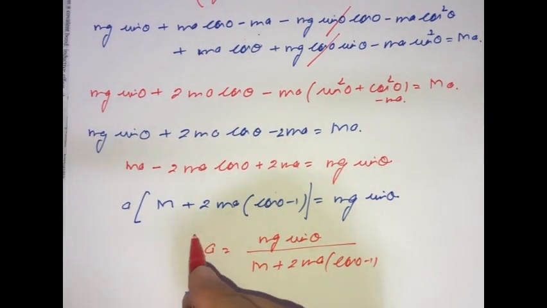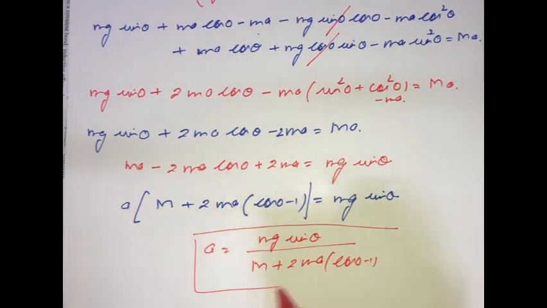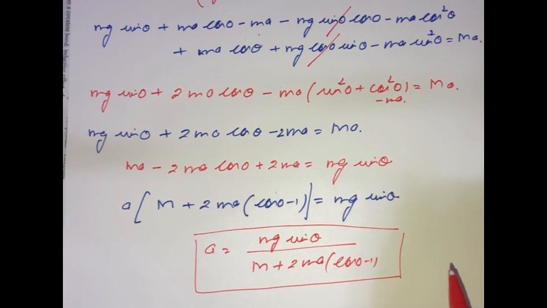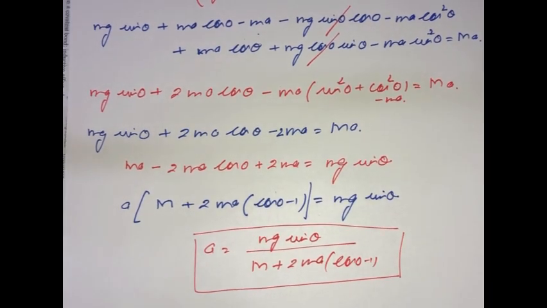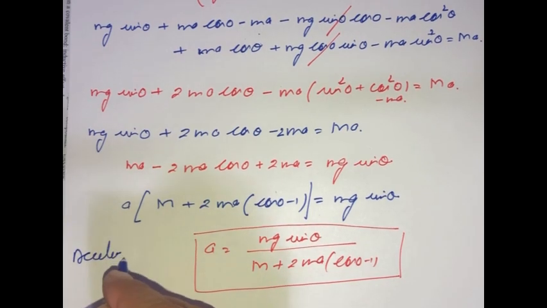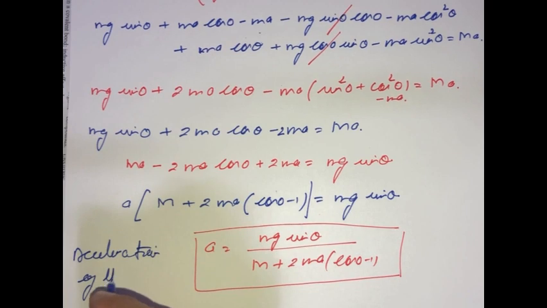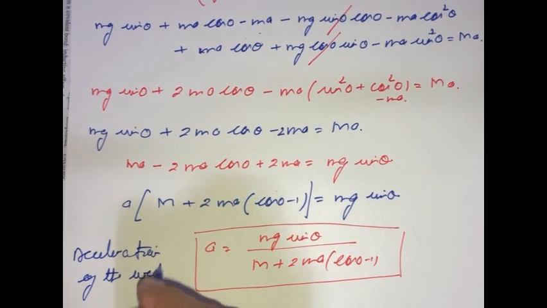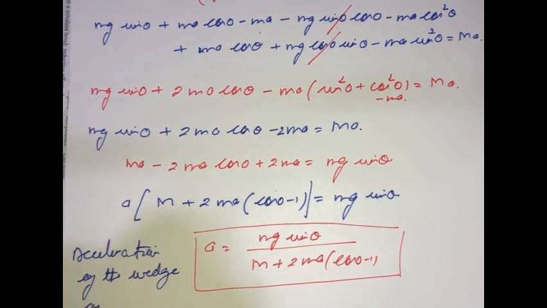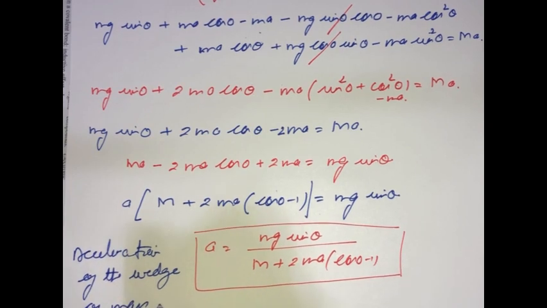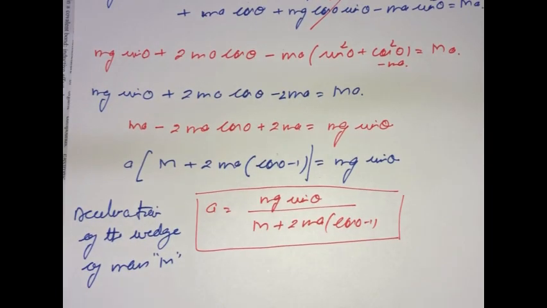So this is our acceleration of the wedge. So you can see that this is our acceleration of the wedge of mass capital M. Thank you.